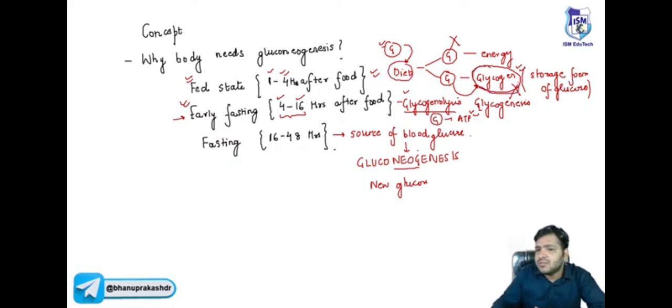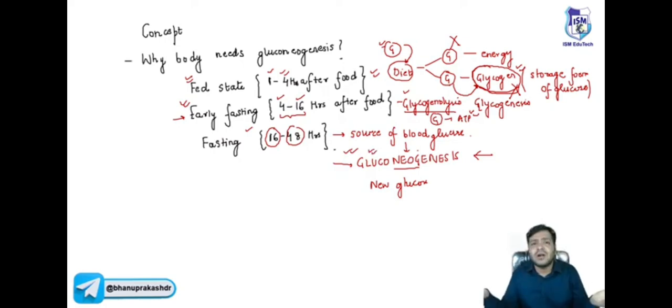There is no glycogen in the body because glycogen is also finished by 16 hours. If after 16 hours you still do not take diet, what will happen? There is another way of the body to produce new glucose, and that is called gluconeogenesis. That is why, in the fasting state from 16 to 48 hours, when you are taking no diet, gluconeogenesis is required to maintain the blood glucose levels of the body. When there is no carbohydrate to be broken down, glucose will be synthesized from non-carbohydrate sources, which I have already told you, and ultimately new glucose will be formed.